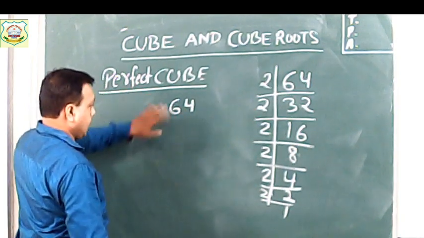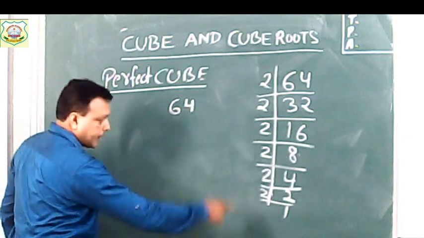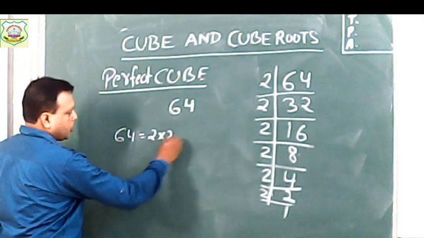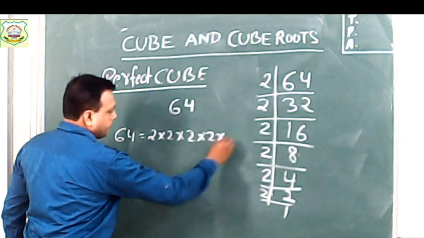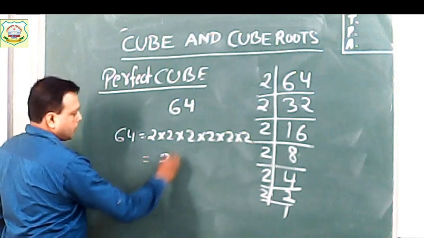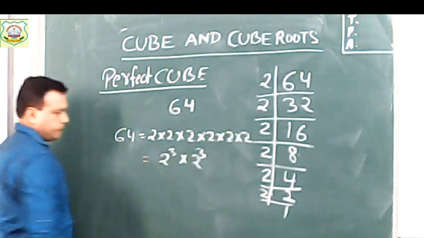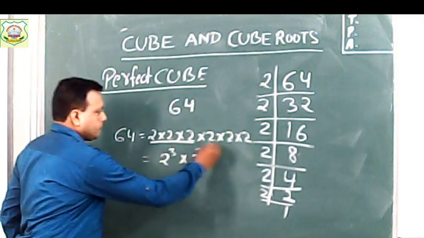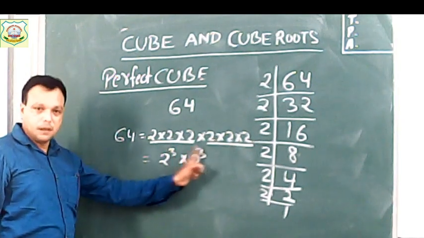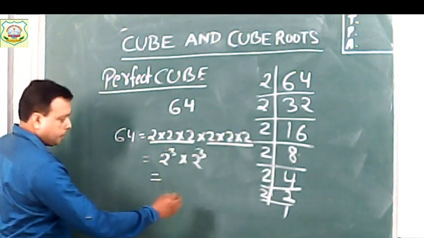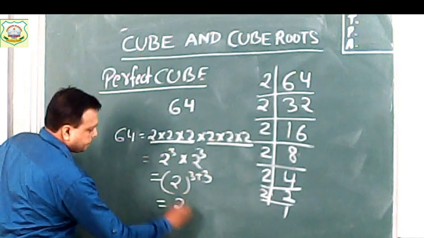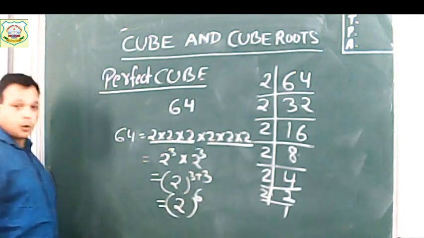How can we rewrite it? We want to see if 64 is a perfect cube. 64 equals 2 multiply 2, written 6 times: 1, 2, 3, 4, 5, 6. That is 2 power 3 into 2 power 3. Now 2 is common, and by the exponent law, the exponents 3 plus 3 become 6. 2 power 6.